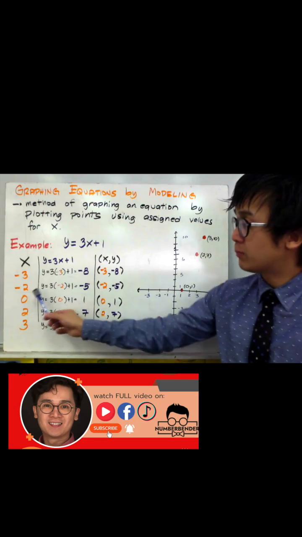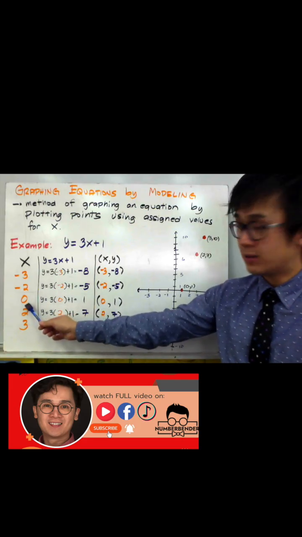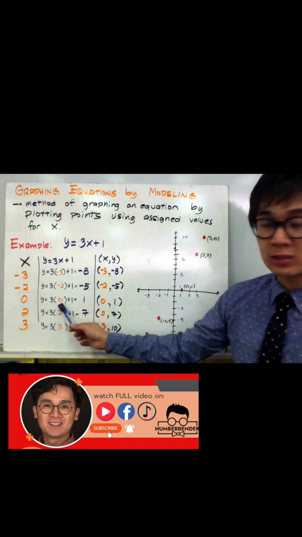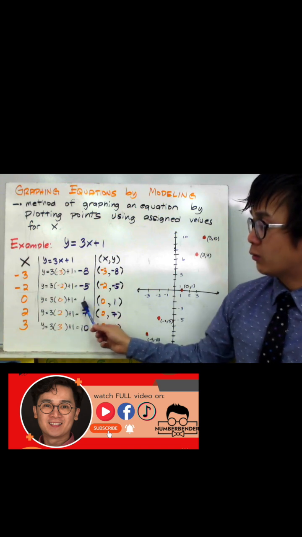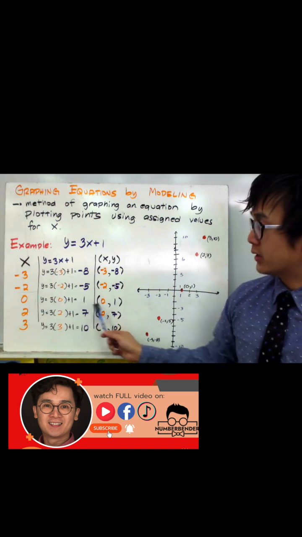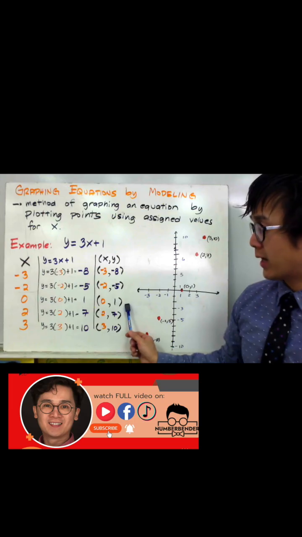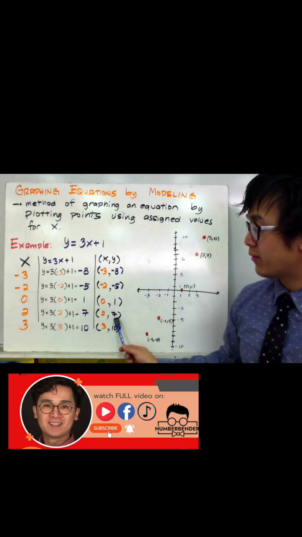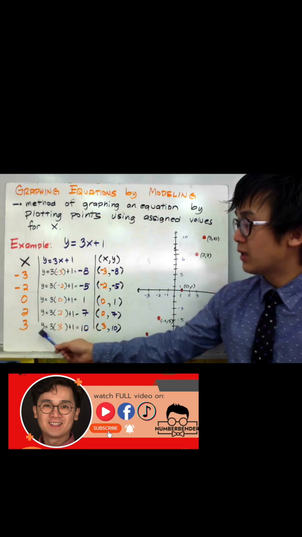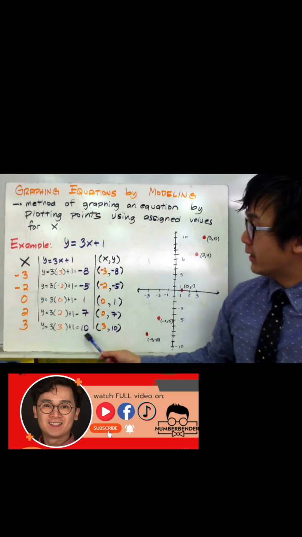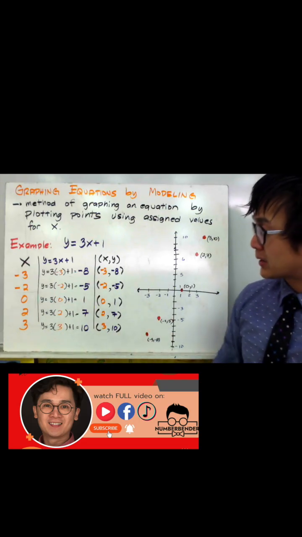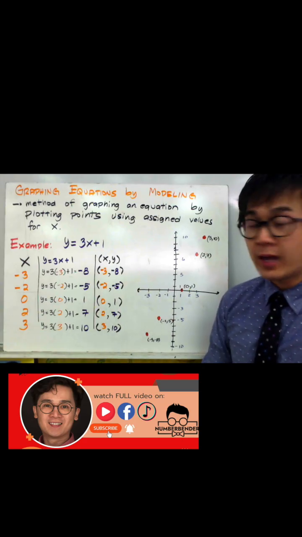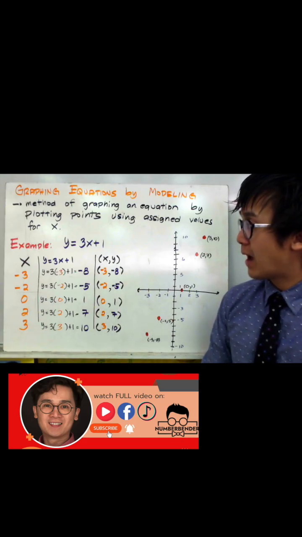And for our third point, given that x is 0, if you plug it into our equation, 3 times 0 is 0 plus 1, which gives you a y value of 1. So our third point is (0, 1). Our x value of 2 will give us a y of 7, and if x is equal to 3, y will equal 10. So now that we have our 5 points, this is enough for us to be able to visualize and see the behavior of our equation.